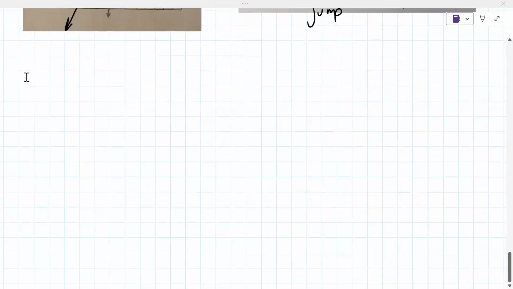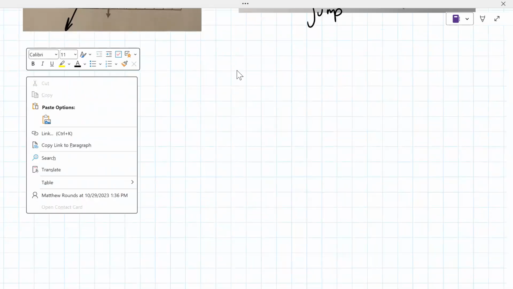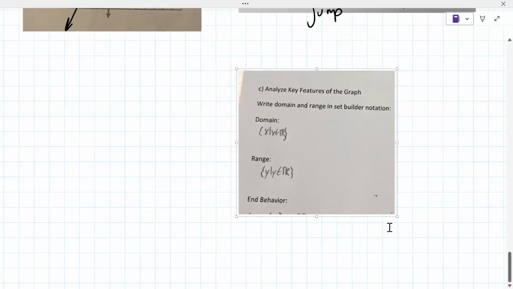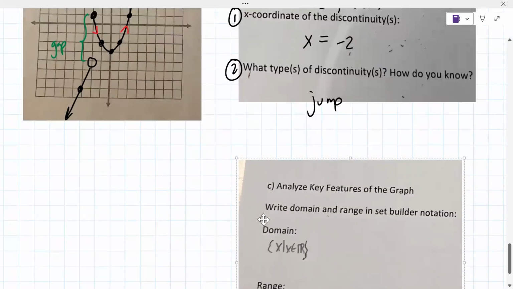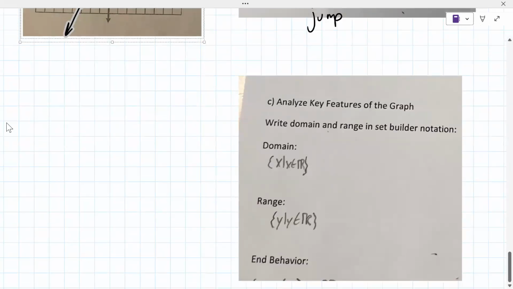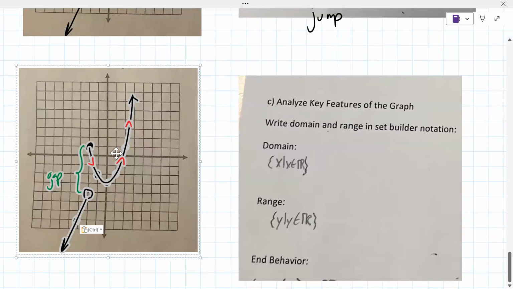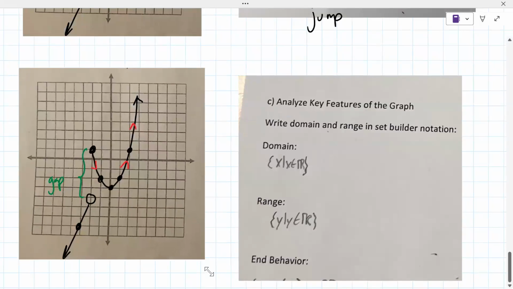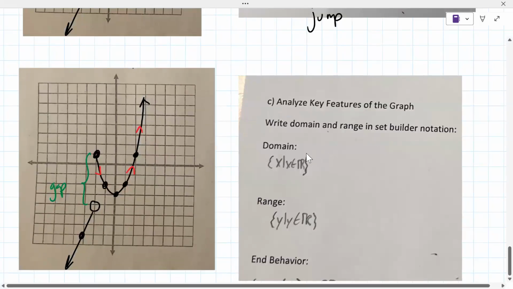Analyzing key features of the graph. Should I do this on the right here? I'm going to grab a picture, grab the graph one more time. So the domain actually has nothing to do with the graph. It has to do with the original function.